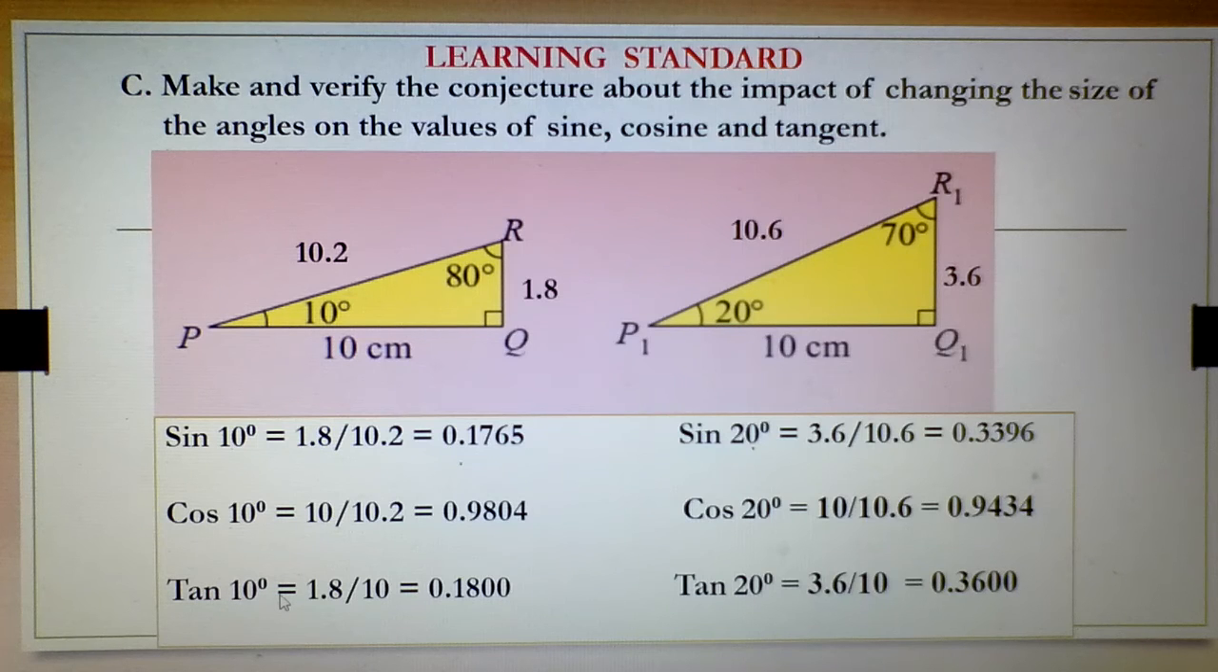Okay, so all this we discuss is for acute angles. Now we'll look at tangent 10. Tangent 10 degrees equivalent to 0.1800. Tangent 20, 0.36, meaning increase. So for tangent, when the angle increases, the value of tangent also increases. Okay, so you must know this, because later on when you solve problems, you know whether your answer is wrong or right.